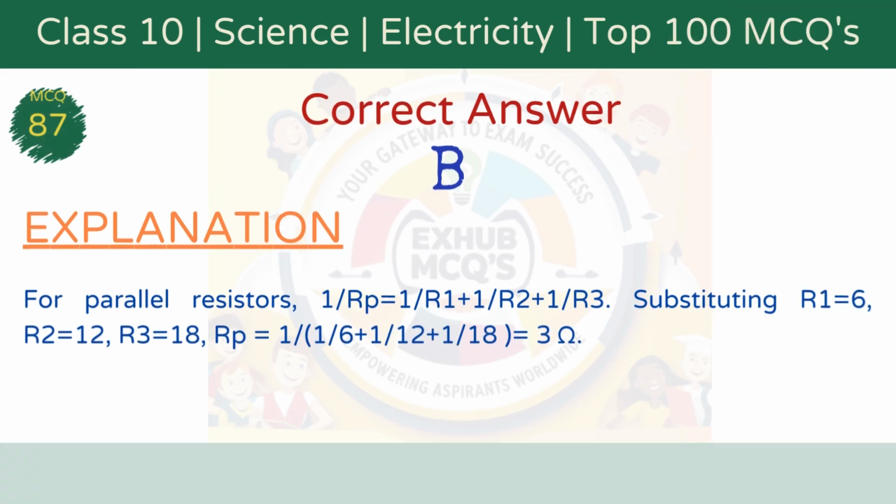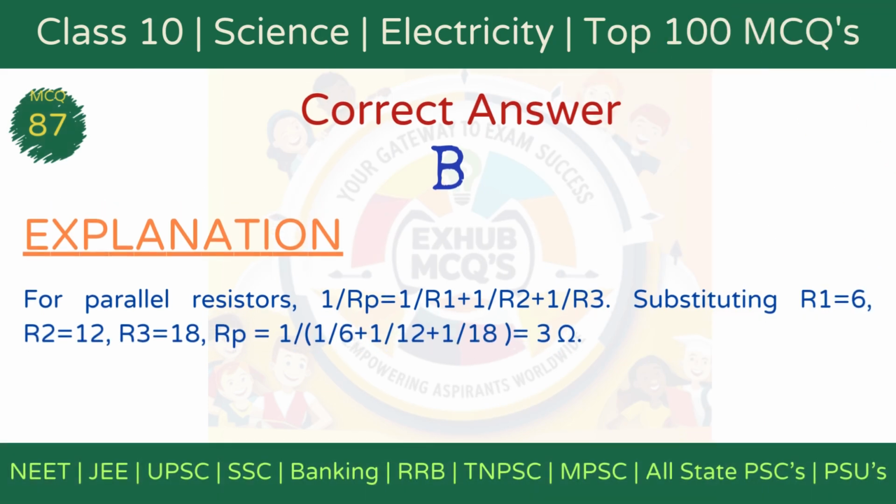The correct answer is option B, 3 ohms. Explanation. For parallel resistors, the formula is 1 divided by total resistance equals 1 divided by R1 plus 1 divided by R2 plus 1 divided by R3. Substituting R1 equals 6 ohms, R2 equals 12 ohms, R3 equals 18 ohms, we get total resistance equals 3 ohms.